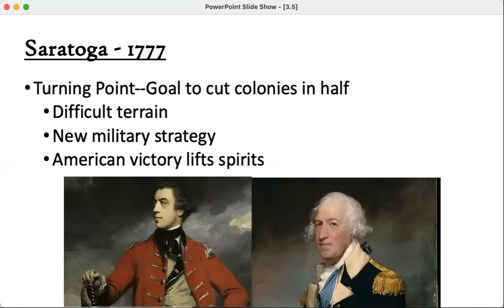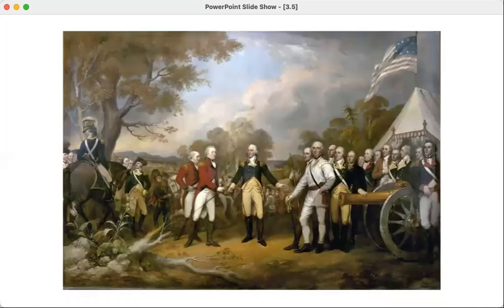Benedict Arnold is the hero of Saratoga. He fights off General Burgoyne and General Henry Clinton. Philip Schuyler, Horatio Gates, and Benedict Arnold are the leadership here, and Burgoyne ends up surrendering. The Battle of Saratoga is significant because it convinces France that they should side with the Americans.